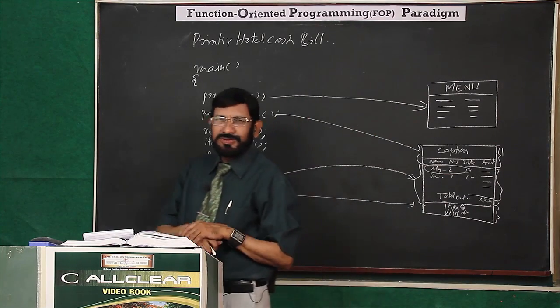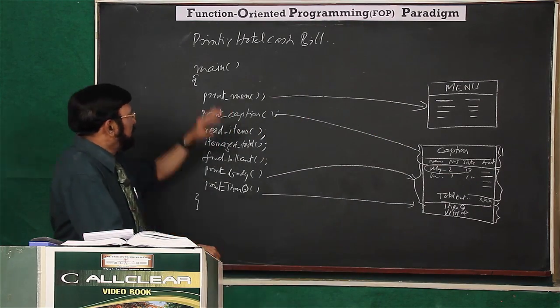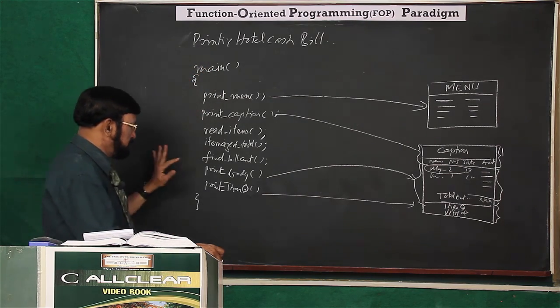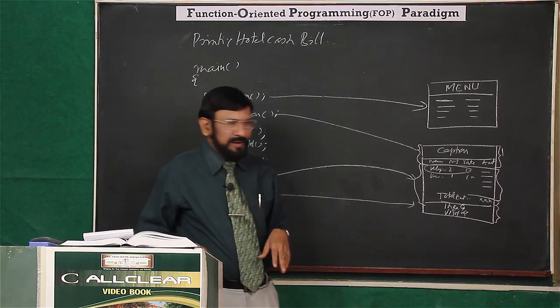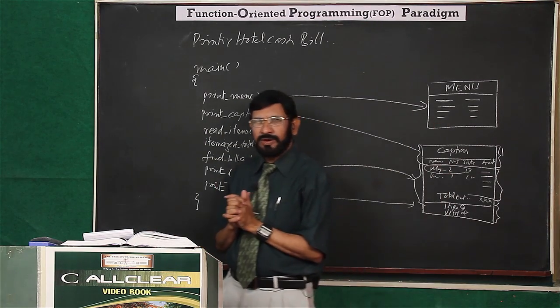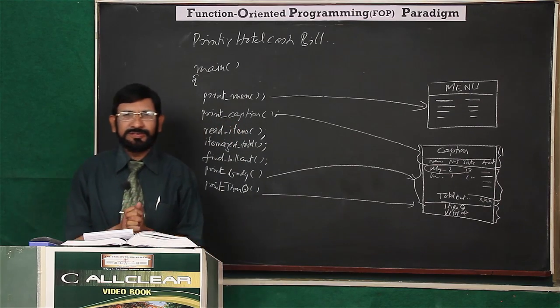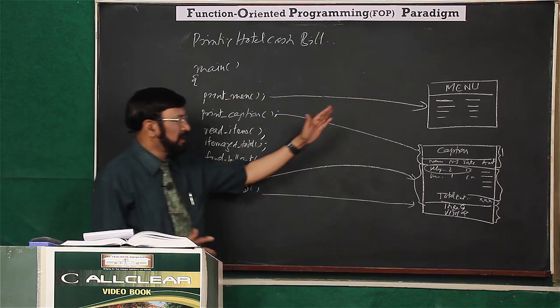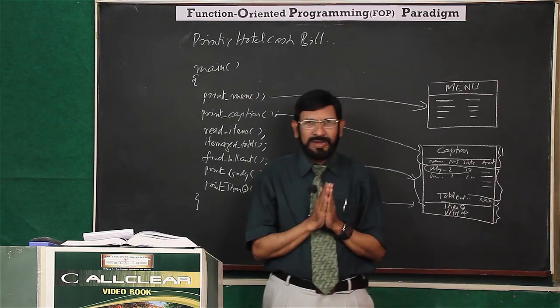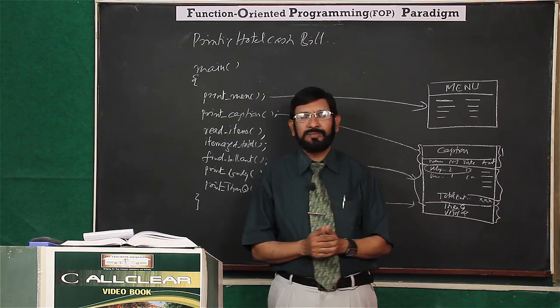With this, now you see how we analyze. Now, main called 1, 2, 3, 4, 5, 6, 7 functions. Now, how is this printed? By the collective contribution of all these 7 functions, your task is performed. What is your task? Printing hotel cash bill along with the menu.